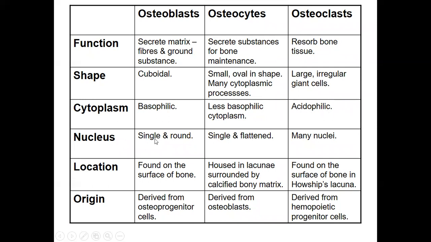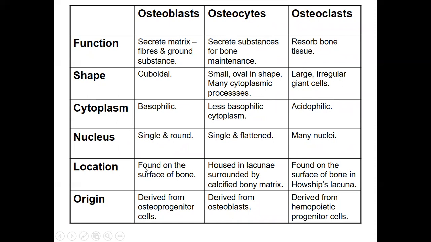The osteoblast has a single round nucleus. The osteocyte has a single flattened nucleus, and the osteoclast has many nuclei, more than one nucleus. So that is the way you differentiate between the osteoblast, osteocyte, and osteoclast. It's very simple, very easy to differentiate all of them.